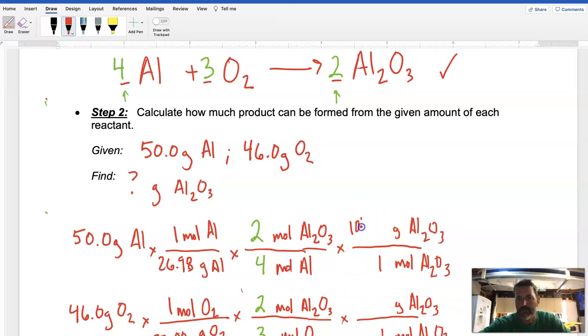And I will add this up for us. So I go to the periodic table and I add up 2 aluminums and 3 oxygens. And I get 101.96 for both of these.